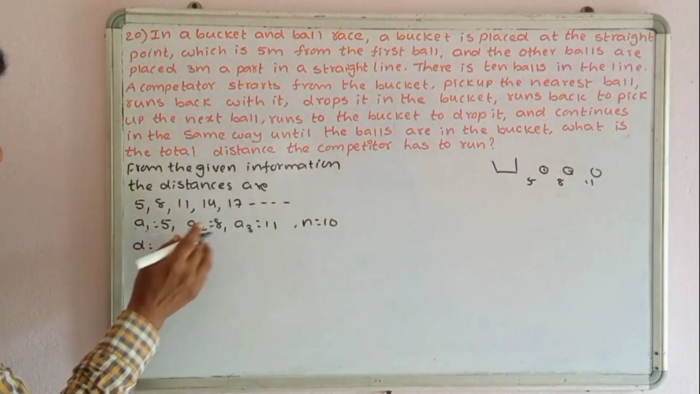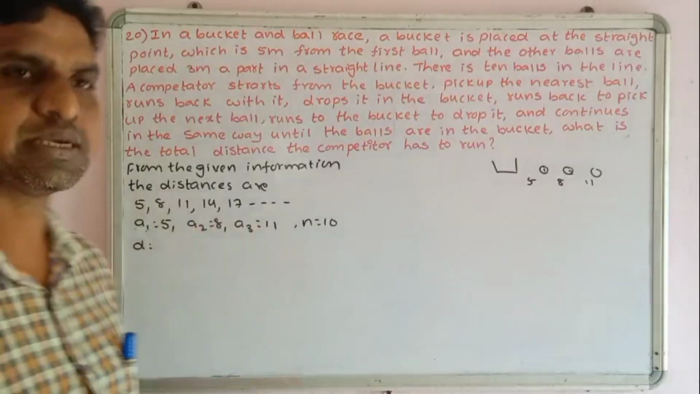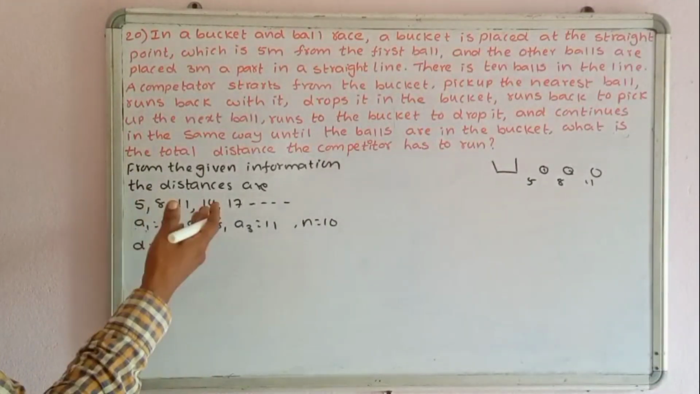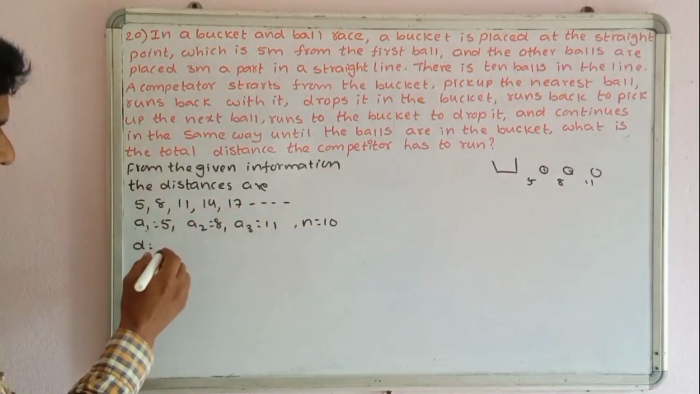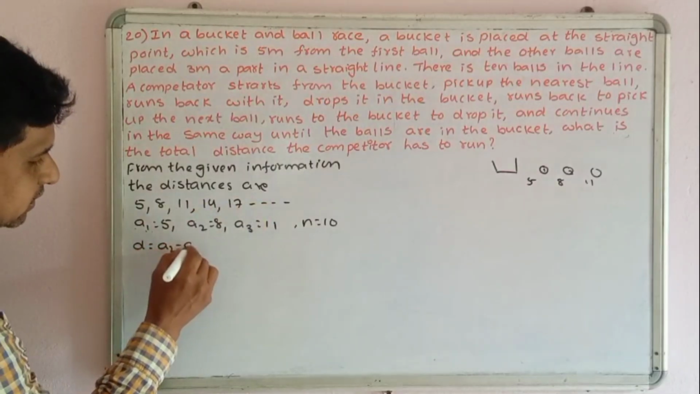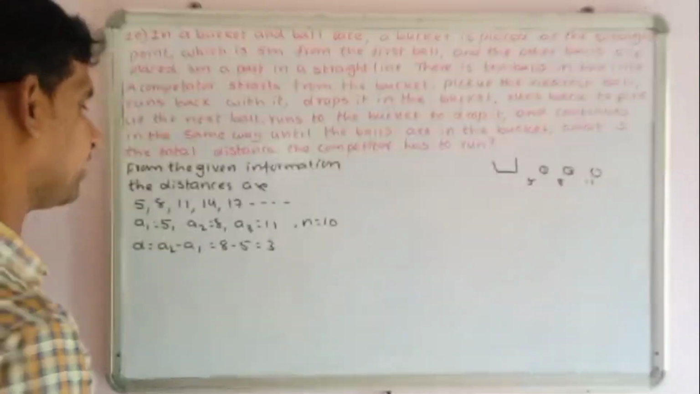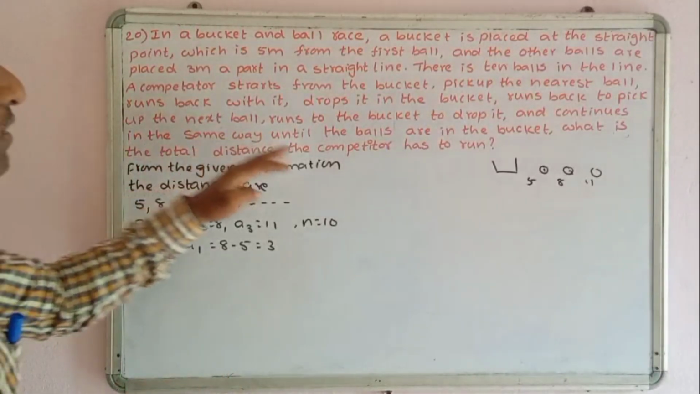Common difference: 8 minus 5 is 3, 11 minus 8 is 3. So the common difference is the same. Hence, what is this progression? Arithmetic progression. So d equals a2 minus a1, that is 8 minus 5, 3. Okay, so now we will find the sum of the distance.